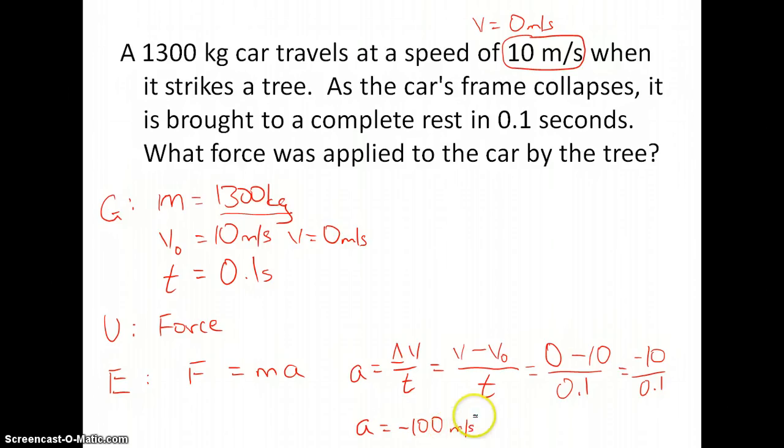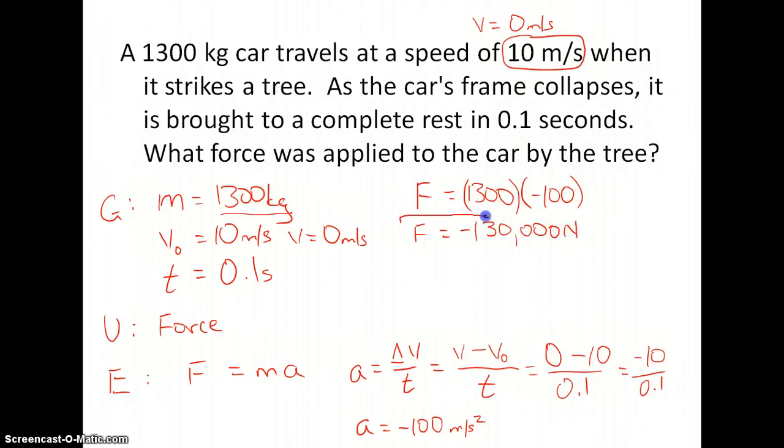So there's our acceleration. Now we can plug in a number for acceleration. Force is equal to mass, 1,300 kilograms, times our acceleration, negative 100. So 1,300 multiplied by negative 100 is going to give us negative 130,000 newtons of force. That's an extremely large force. Hitting trees with your car is typically really bad.